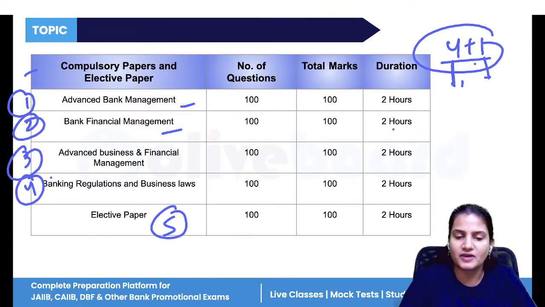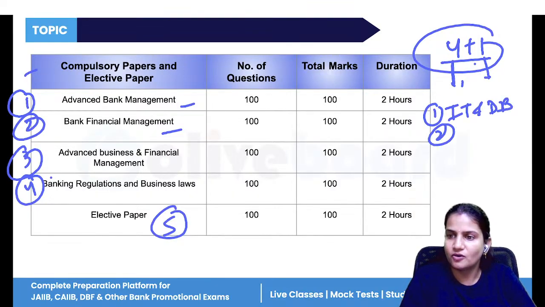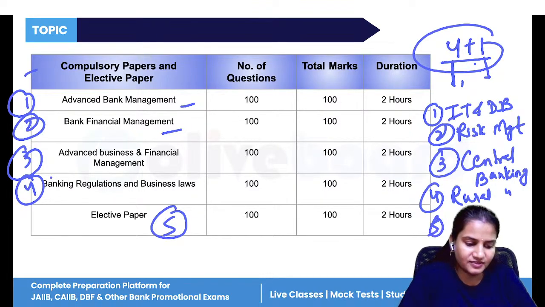In elective paper, five options are provided. The first option is IT and digital banking. Second option is risk management. Third option is central banking. Fourth option is rural banking. And fifth option is HR.